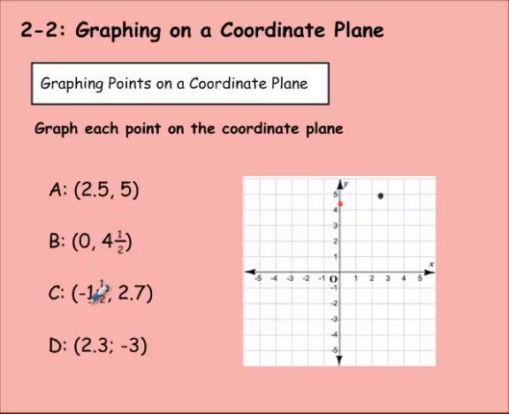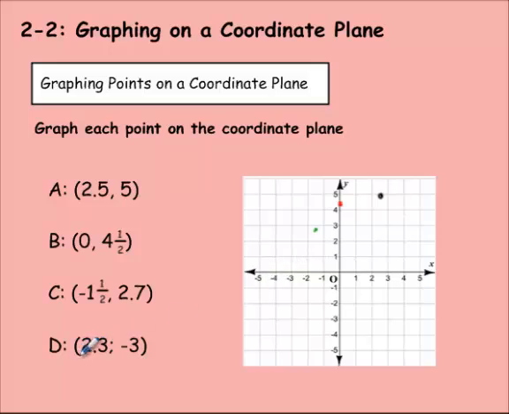The next letter is C, which is -1 and 1/2, and then 2.7. We're getting a little more precise here. So we go -1.5 for x, then up 2.7, a little bit above half here. Right here is where I'm going to go for spot C.